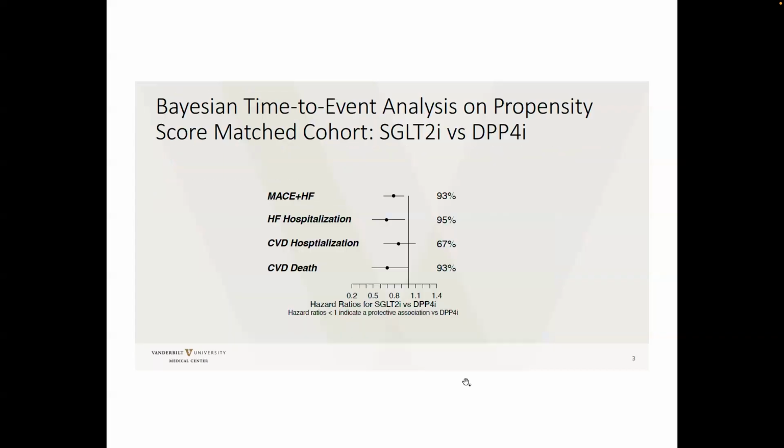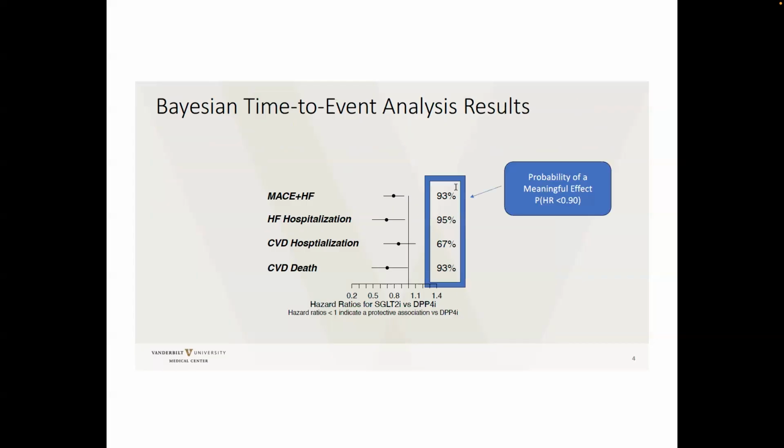So we decided to investigate this further using a Bayesian time-to-event model that not only provides us with hazard ratios and 95% credible intervals, but also allows us to make probability statements. We looked at the probability of a meaningful effect, which we defined as a hazard ratio less than 0.9, and that cutoff of 0.9 was based on previous studies.